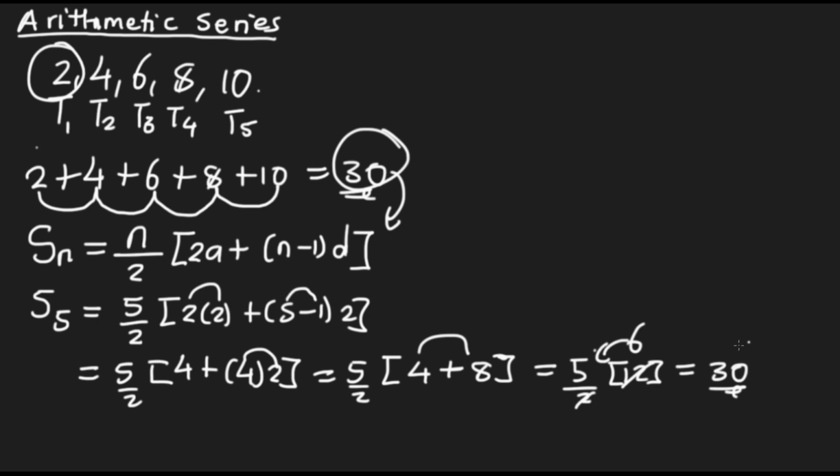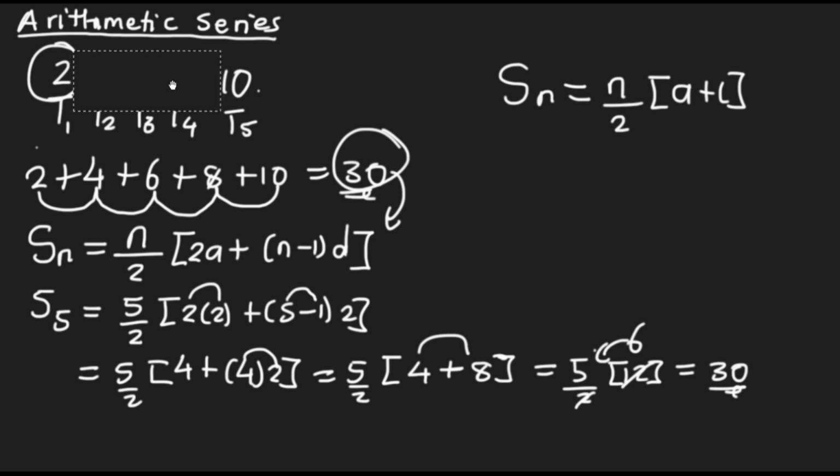So now, what if, let's say, the first and the last terms are given? So we can also use this formula where we can say sum of n terms is equal to n over 2 open brackets a plus l. So the l is the last term. So let's say we are not given these numbers. We are given the first term and the last term. So how can we use these two numbers to find the sum?